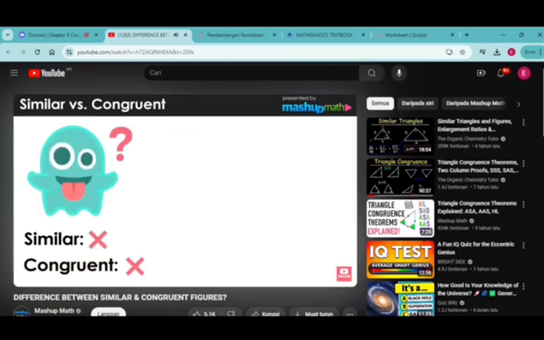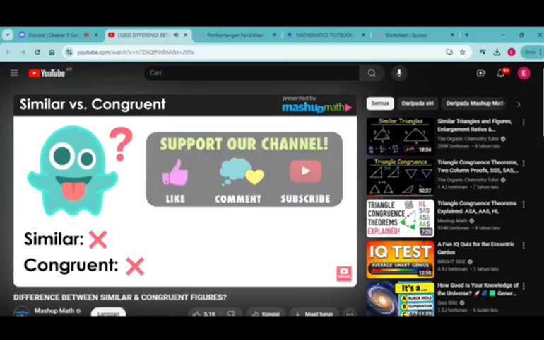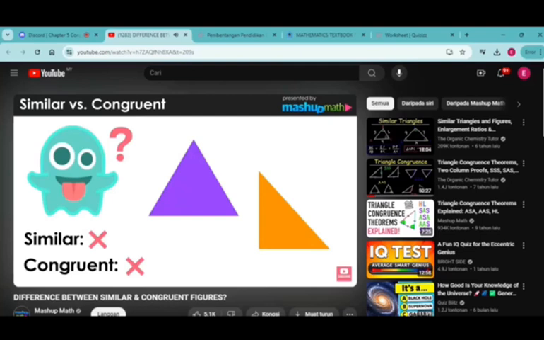So now you should have a better understanding of the concepts of similar and congruent figures. So keep these in mind as you continue to explore these properties and get into some more advanced problems. So thank you again for checking us out, and I'll see you next time. All right, so that's it for this lesson. Thank you again for stopping by.